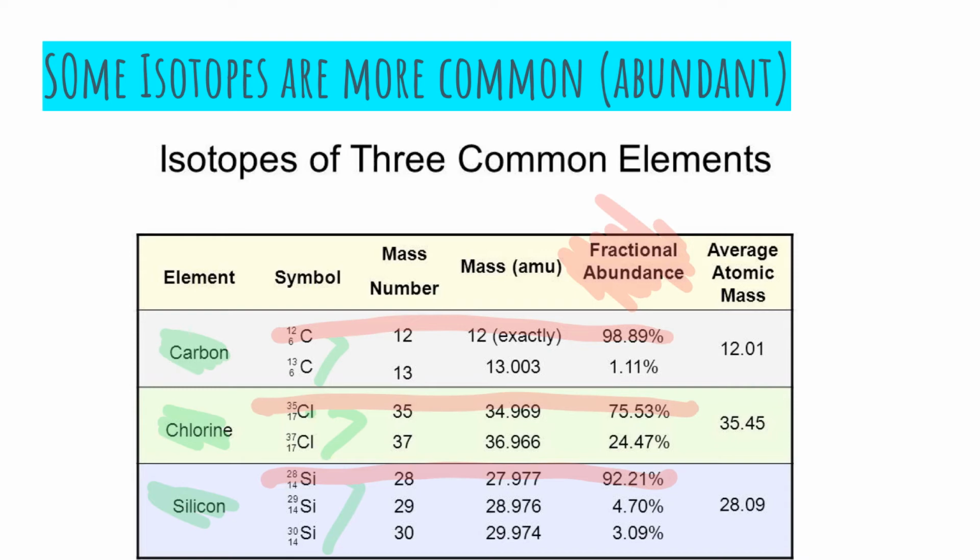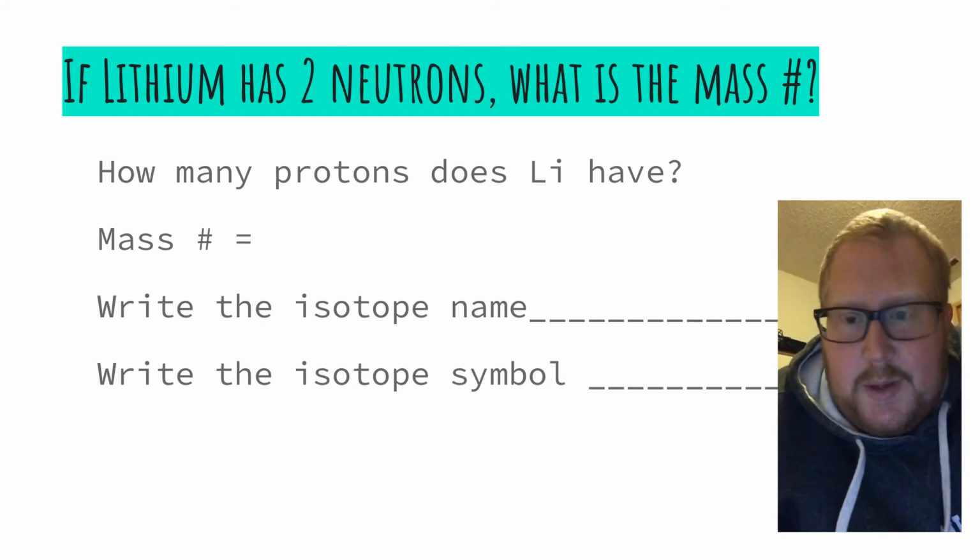And so when we get into talking about calculating this average atomic mass, which is our next lesson, you're going to see that the average mass is closest to the most common isotope. But that will be a topic of our next lesson. Let's do a practice problem together.